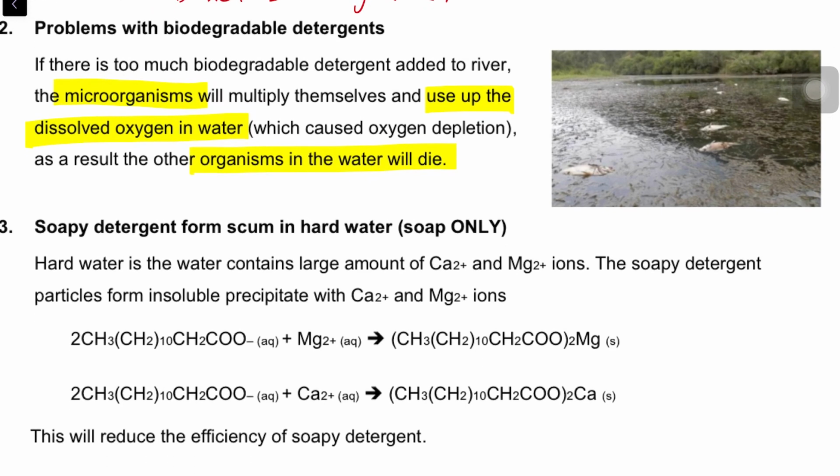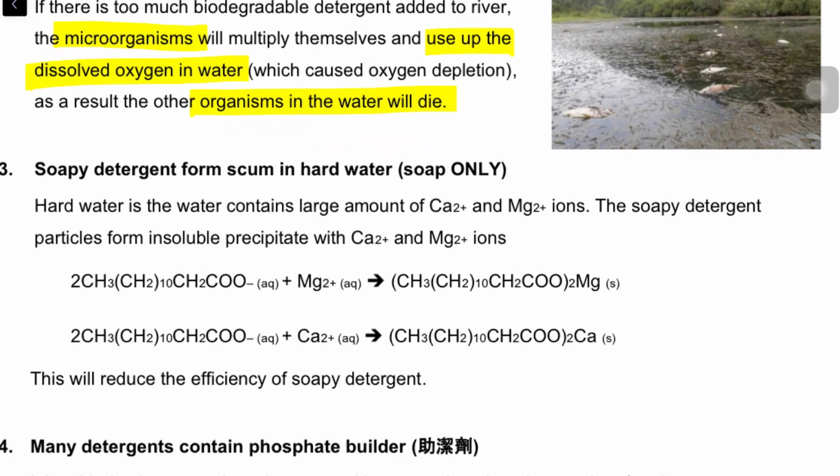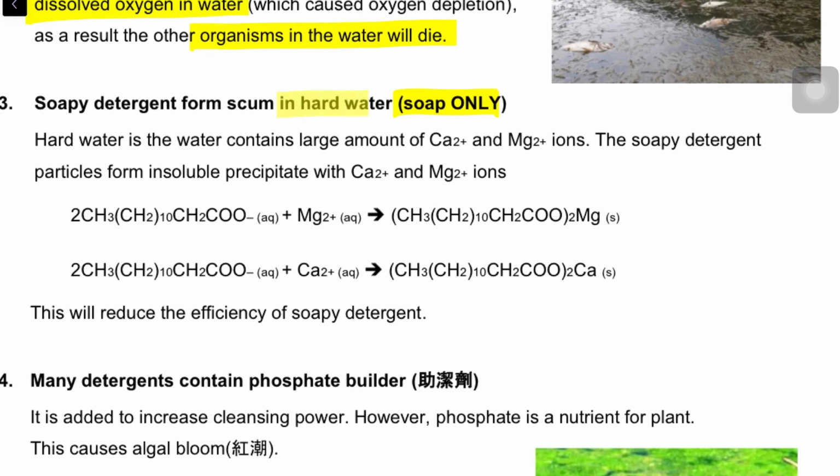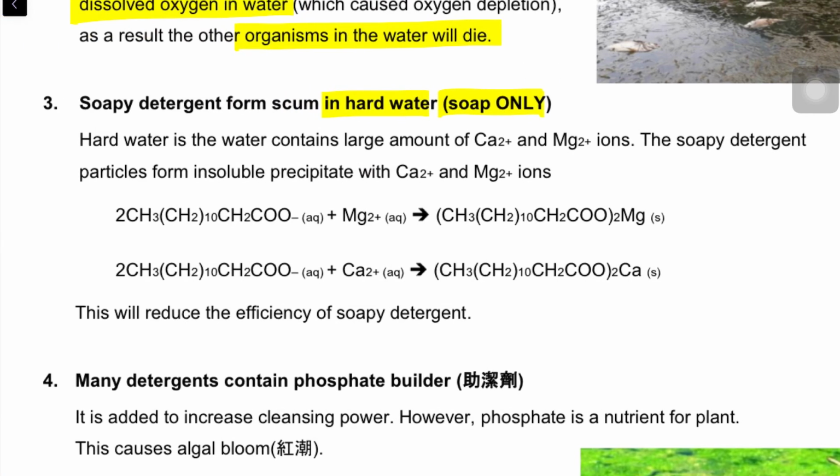The third one, it seems soapy detergent will be better because it comes from naturals, right? But there is some problem associated with soapy detergent only, that is in the sea water, or we can say in the hard water. So let's see. Hard water, what is meant by hard water? Hard water is water that contains a large amount of calcium ion or magnesium ion.